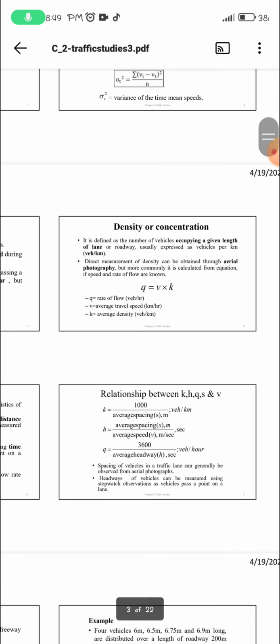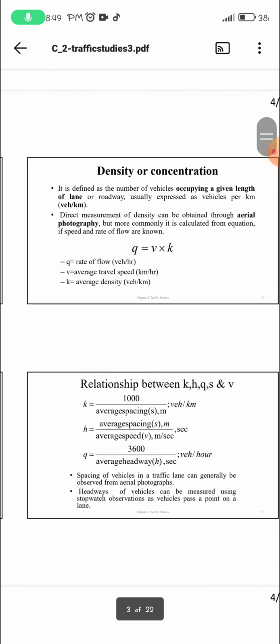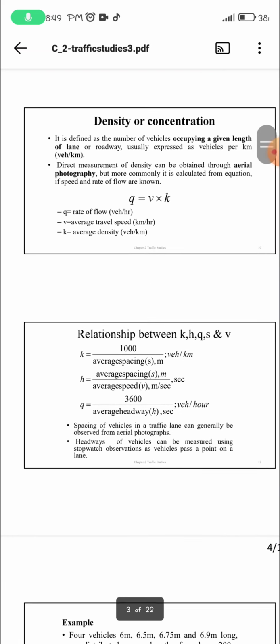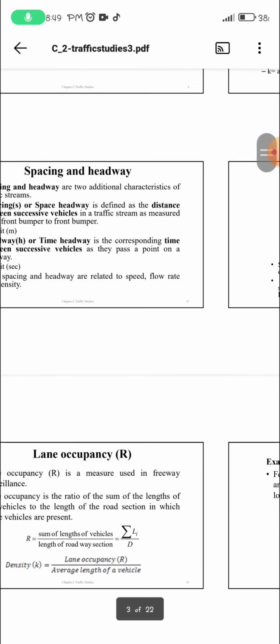Relationship between K, H, Q and S. K is 1000 divided by average spacing S in meters, vehicles per kilometer. H is average spacing S in meters divided by average speed v in meters per second. Q is 3600 divided by average headway H in seconds, vehicles per hour. Spacing of vehicles in a traffic lane can generally be observed from aerial photographs. Headways of vehicles can be measured using stopwatch observation as vehicles pass a point on a lane.